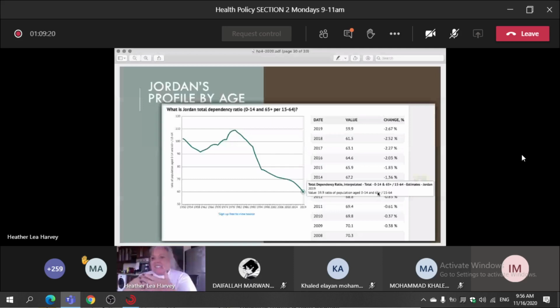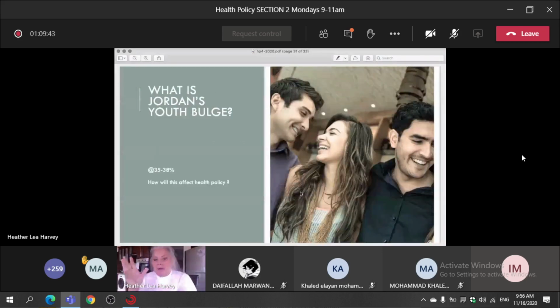What we're going to see is that while there's a small number now, that number will start to increase, but it will stabilize because as long as the children dependency ratio goes down, your elderly dependency ratio is not increasing fast enough. In other words, you're going to get to a point where it's just going to kind of stabilize and hold. Okay? Now, the youth bulge.